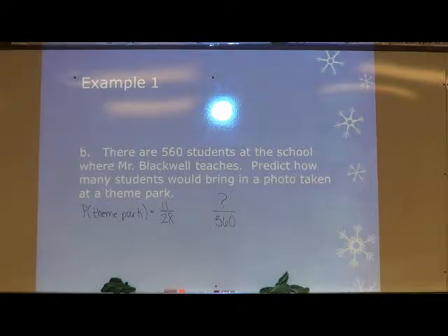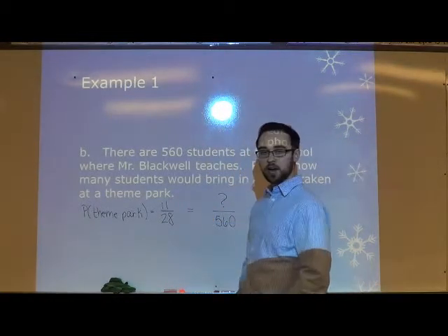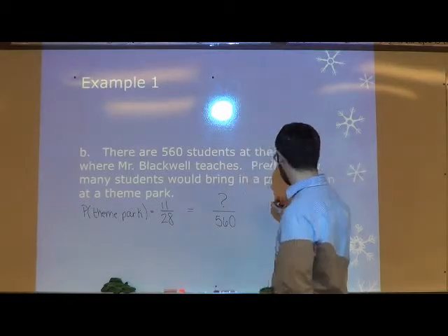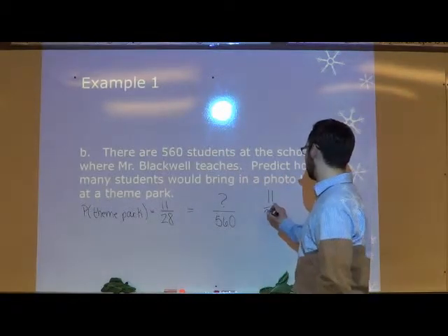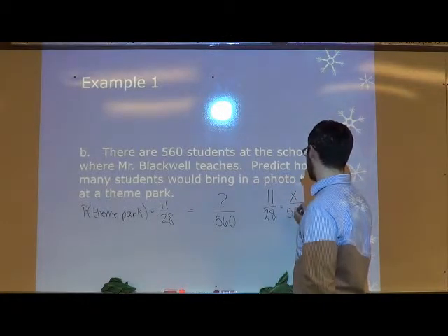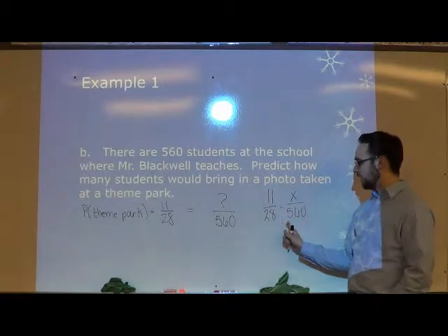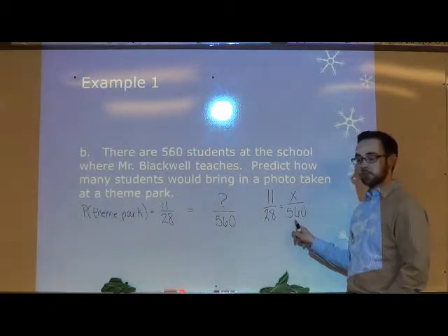And we're going to use that to figure out how many out of 560. So this is really close to being what? A proportion. So I'm going to rewrite this and say 11 out of 28 equals something out of 560. Now, we need to find out 28 times what gives me 560.